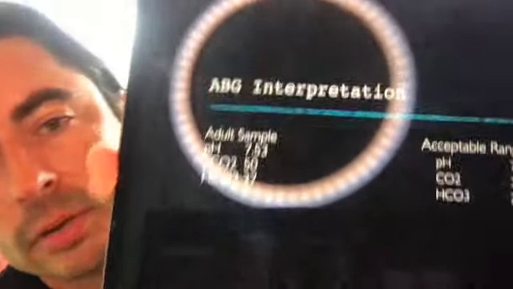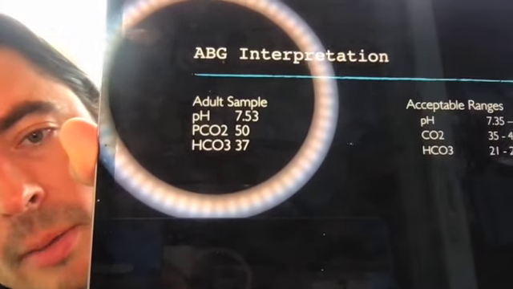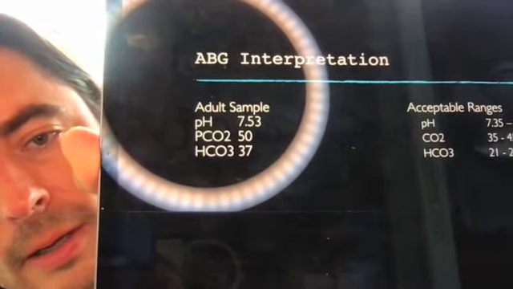Next one, let's do this again. pH is 7.53, CO2 is 50, and the bicarb is 37.